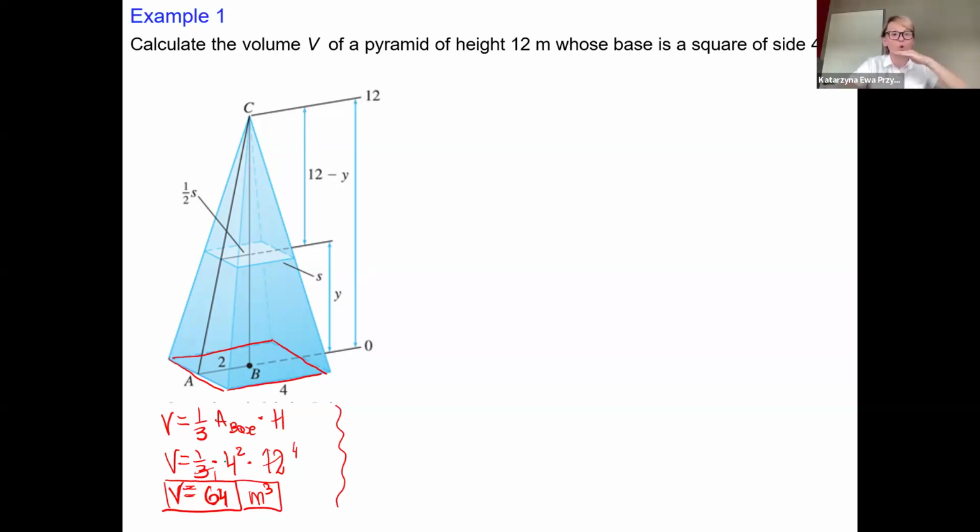Okay, that means what we will do is slice it. I'm not going to mess up the picture. We will slice it from the bottom, from 0 up to 12. That's when we know the limits. And this is one of these slices, or slabs, I can call it. That's one of them.